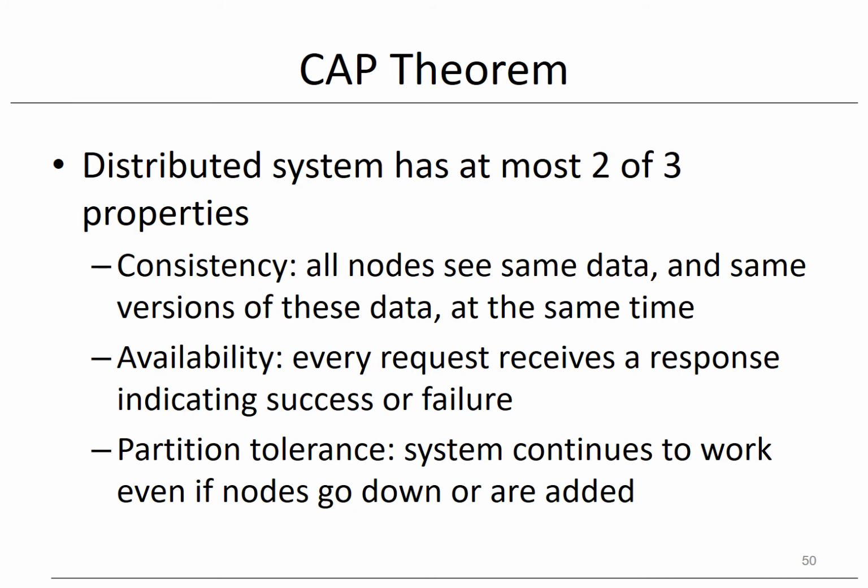The CAP theorem was originally formulated by Eric Brewer and states that a distributed system can exhibit at most two of these three desirable properties. Consistency: all nodes see the same data and the same versions of these data at the same time. Availability: every request receives a response indicating a success or failure result. Partition tolerance: the system continues to work even if nodes go down or are added. The distributed system can cope with it being divided into two or more disjoint network partitions due to node or network failure.